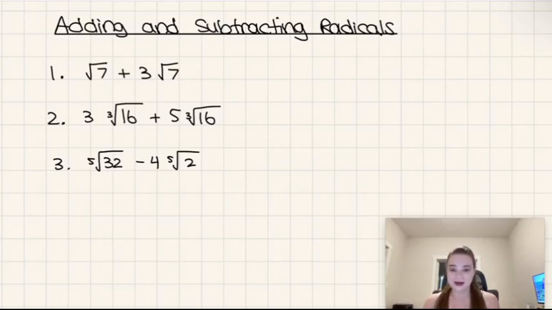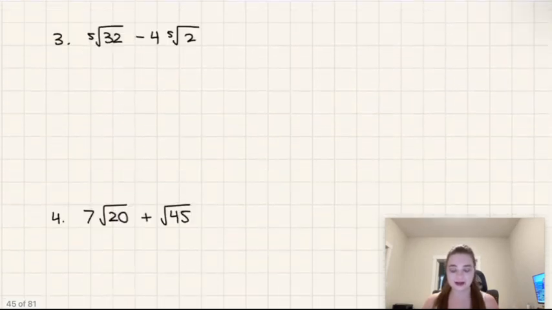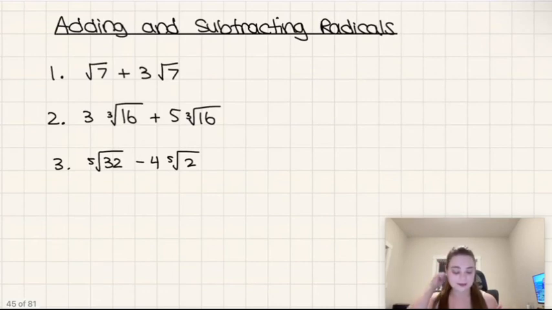Hello, everyone. Welcome back. Today, we're going to talk about adding and subtracting radicals. We're going to start with some simpler ones, and then we are going to get into some more challenging ones as we go along as well. So let's dive in. Okay, so this first question says root 7 plus 3 root 7.